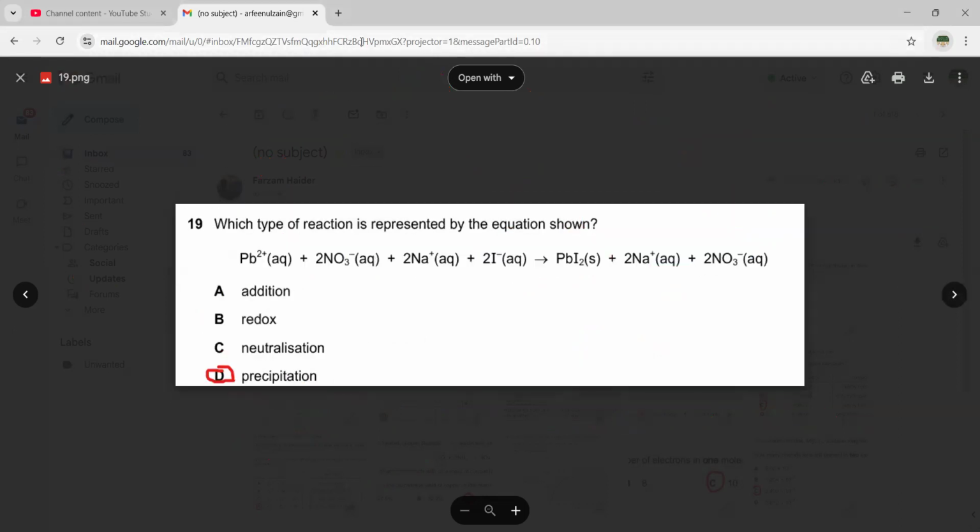Which type of reaction is represented by the equation shown? Look, when you mix aqueous salt solutions and they form a solid, what do I call that? I will call that precipitation. Why is it not a redox reaction? Because there is no change in oxidation or reduction, no change in oxidation number. Lead is +2 and lead is +2 here. Iodine is -1 and iodine is -1. So there is no change in oxidation number.